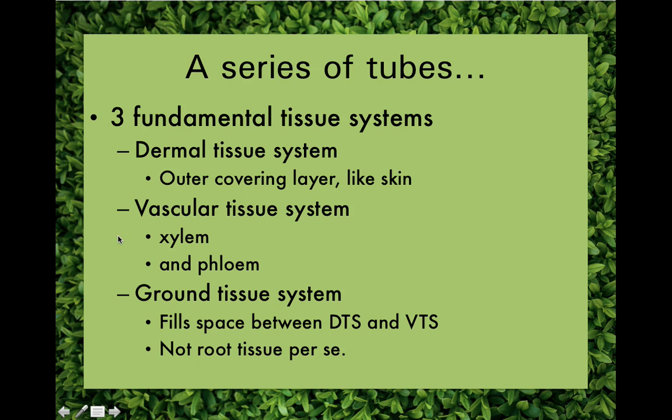The ground tissue system, this is ground in the sense kind of like it's in the background. It is not dermal and not vascular, so it's kind of filling space between the dermal tissue system and the vascular tissue system. It's not ground as in soil, it's not root tissue, although roots have ground tissue in them. And the ground tissue system can be used for storage. It can be used to provide structure and strength to the stems of vascular plants.